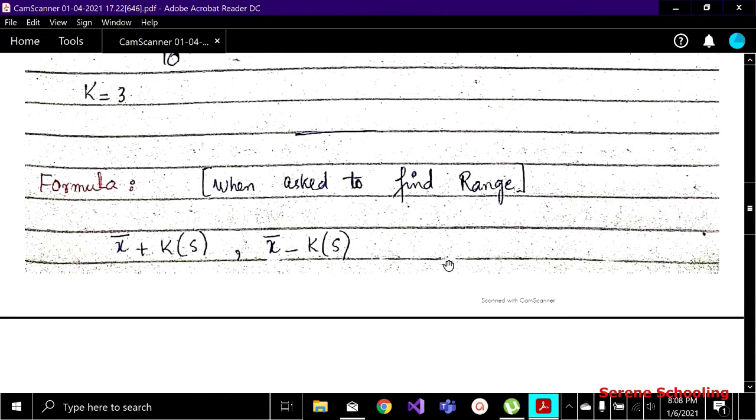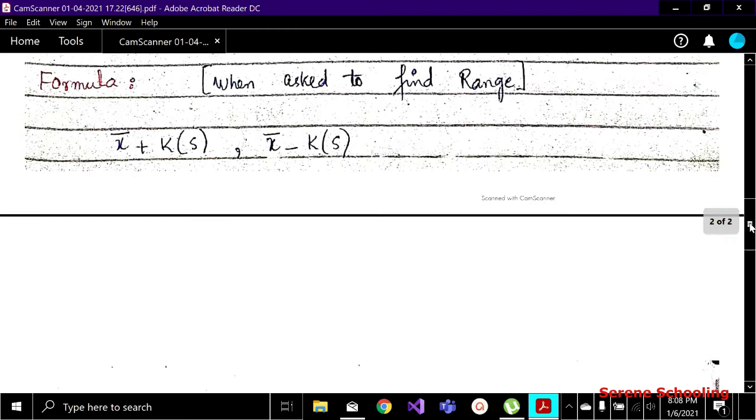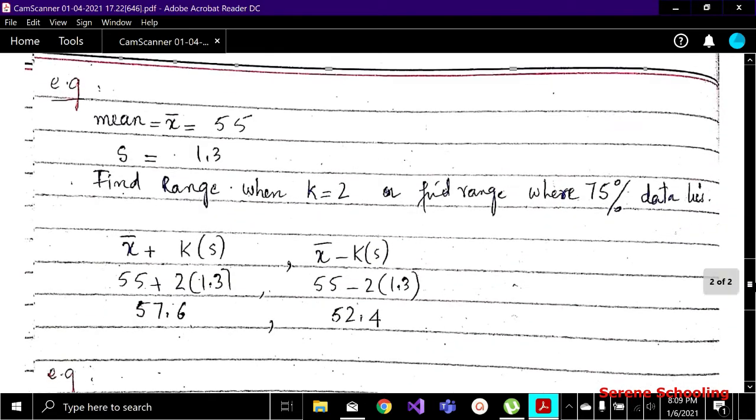So we have to see both negative and positive cases because we are dealing with a range, right? And this is how the range works. So we have to use these two things, positive and negative both. This will give us the range of data. So seeing the problem, we are given the mean, we are given the standard deviation, and we are told to find the range when we are given k equals 2.